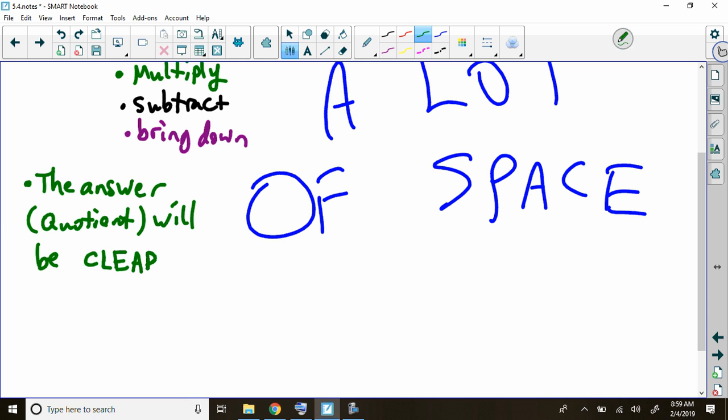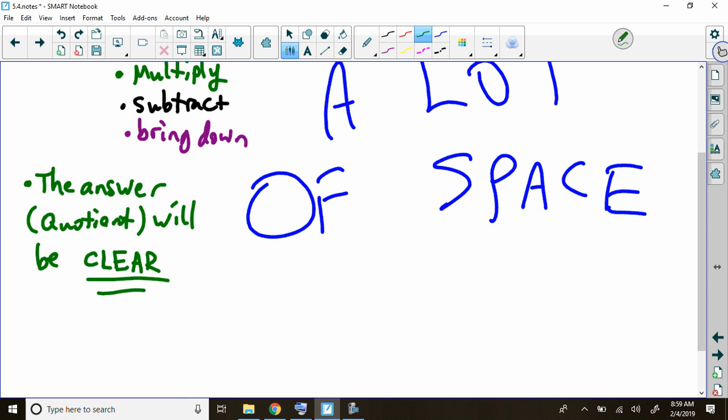When we do the other type of division that we're going to do later this week, you're not going to know what the answer is right away. You're going to have to interpret your answer. But with this long polynomial division process, the answer is going to be very apparent. It's going to be very clear.